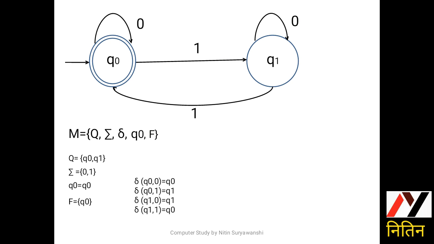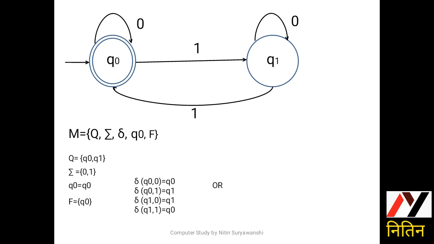Then how to write the transitions? So here is the format of writing the transition: delta of (Q0, 0) means Q naught takes input 0, and the next state will be Q naught. Then Q naught takes input 1, the next state will be Q1. Then Q1 takes input 0, the next state will be Q1. Then Q1 takes input 1, the next will be Q naught.